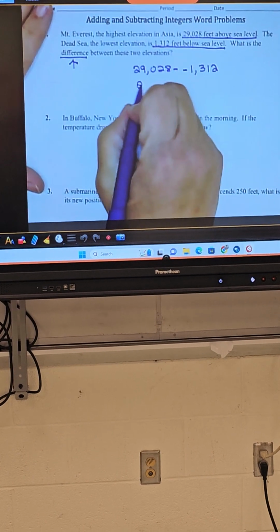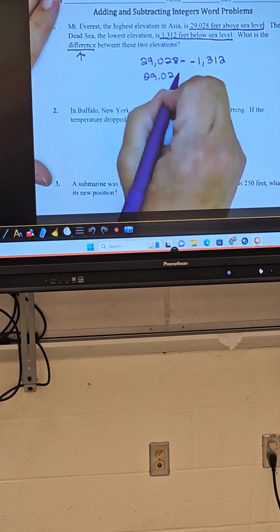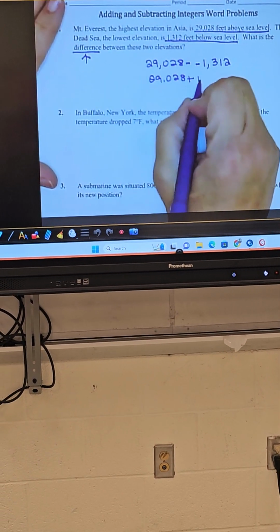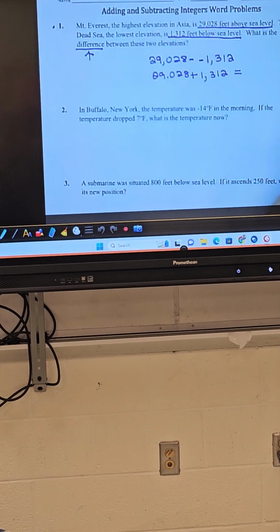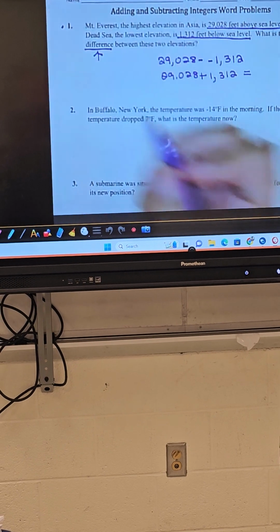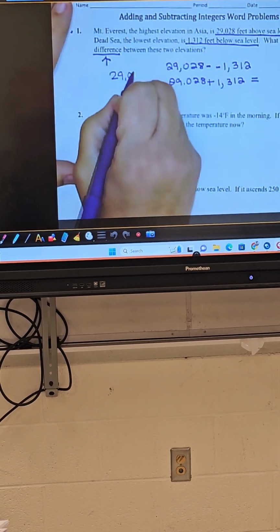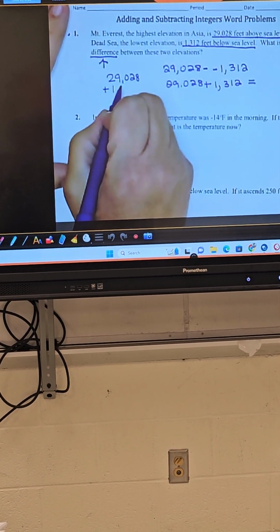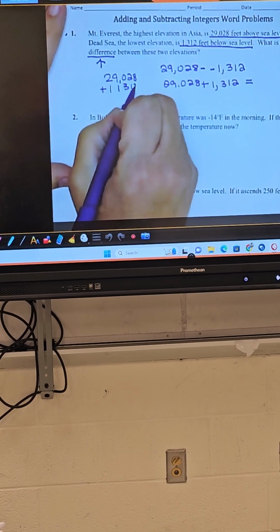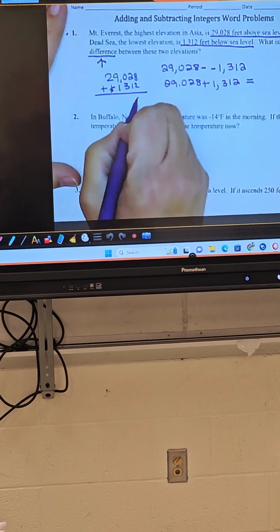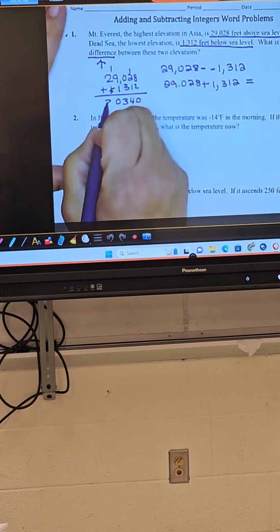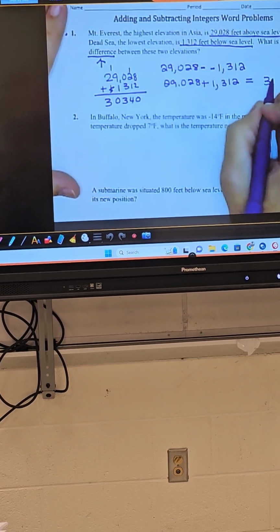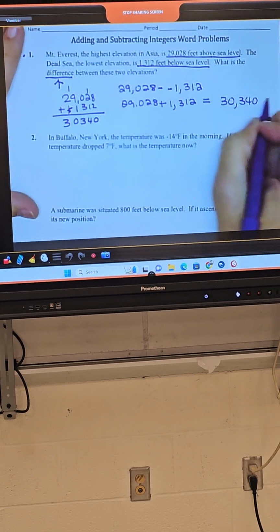So 29,028 plus 1,312 would give us our answer. So when we add these two together, 29,028 plus 1,312, you would get 30,340 feet.